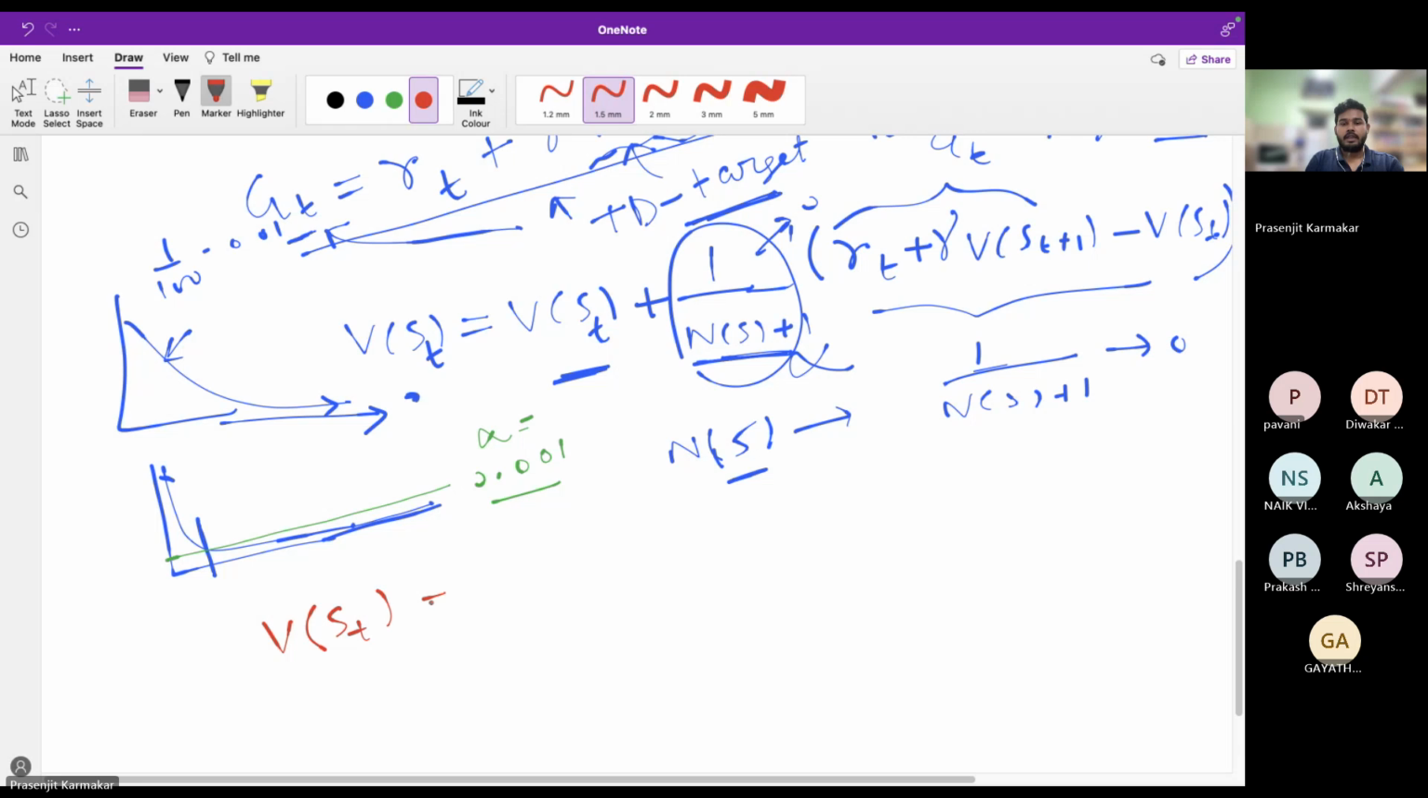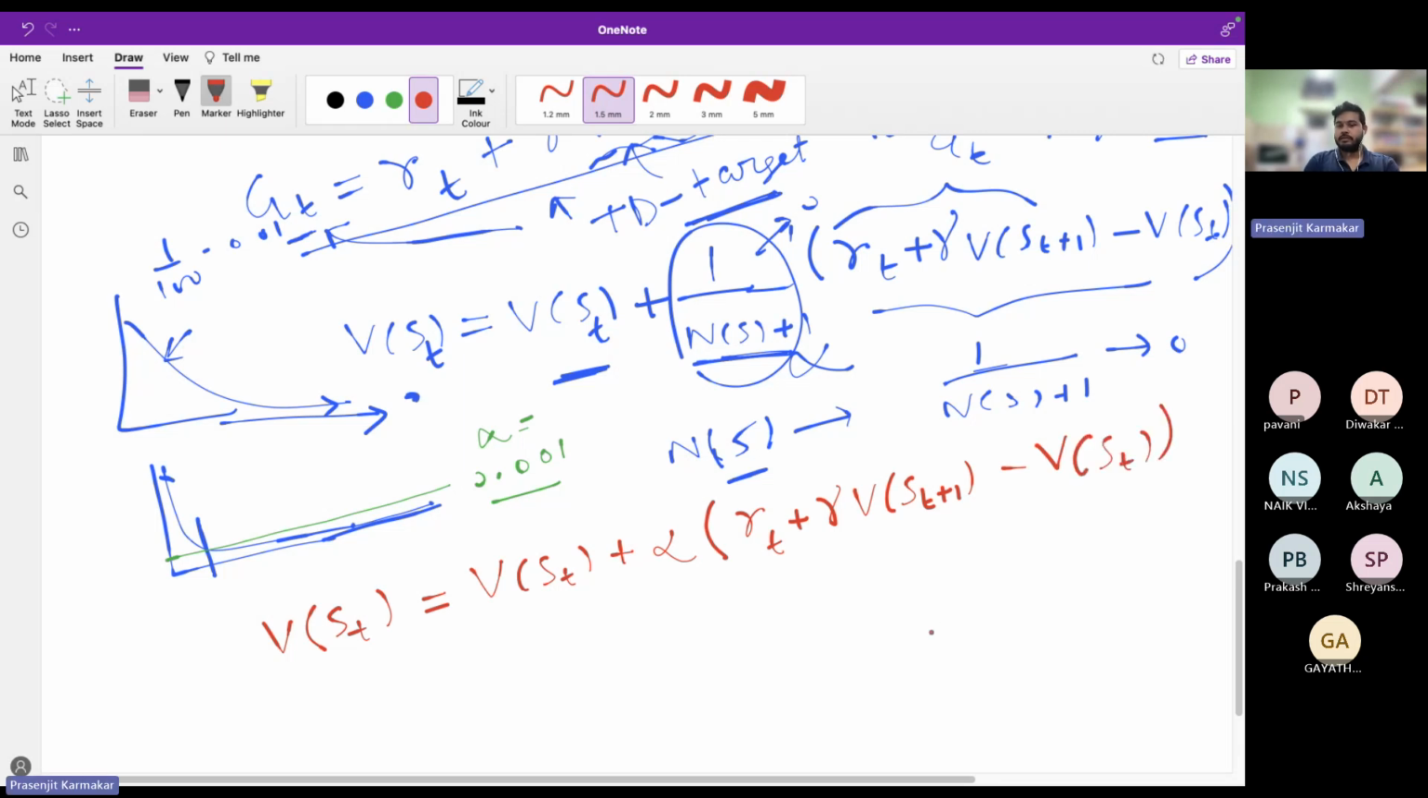V(S_t) is equal to V(S_t) plus alpha times (R_t plus gamma V(S_{t+1}) minus V(S_t)). Alpha can be some small value. And see, now I don't even have to store the trajectory.